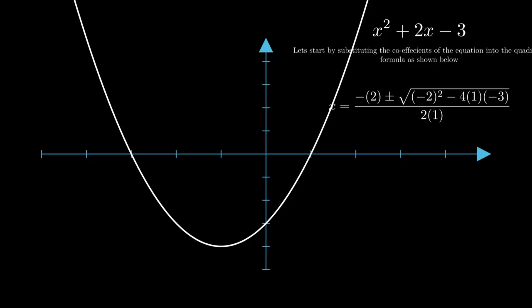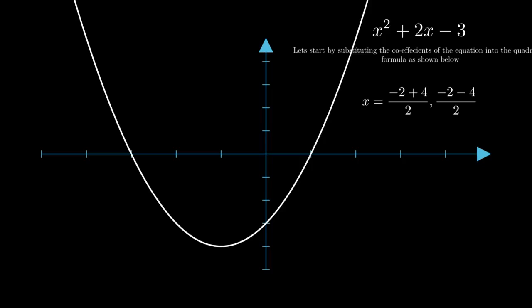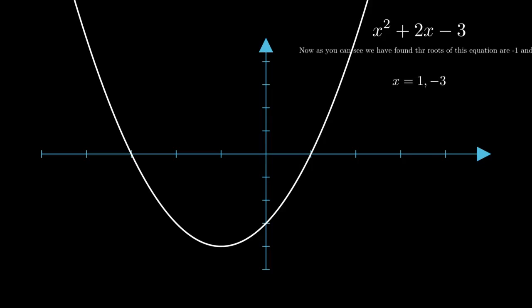And let's simplify this. And we have found the two intersections of the function, which is at x equals negative 3 and x equals 1.